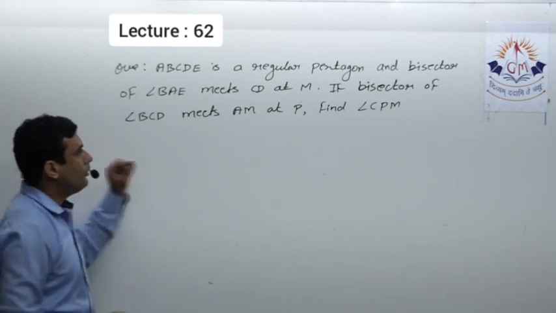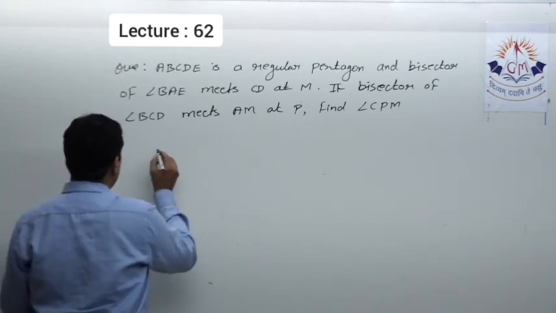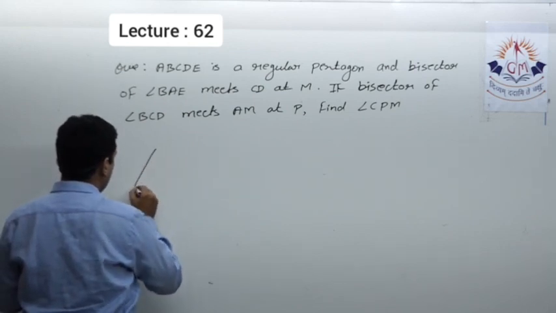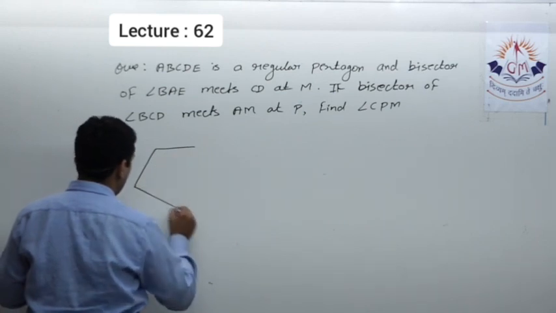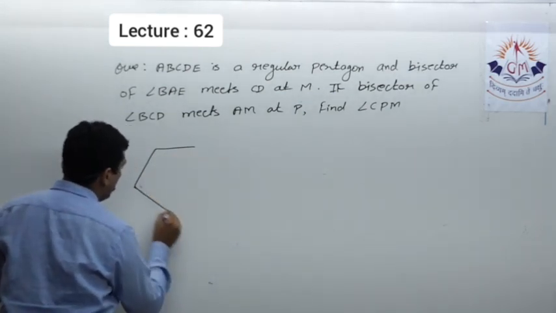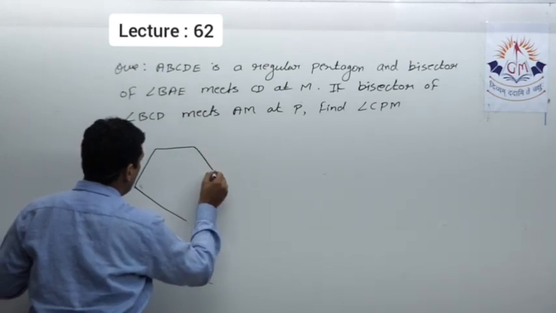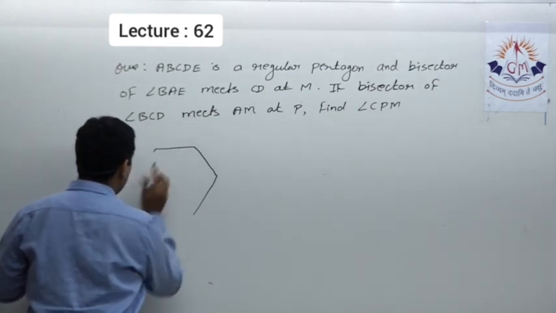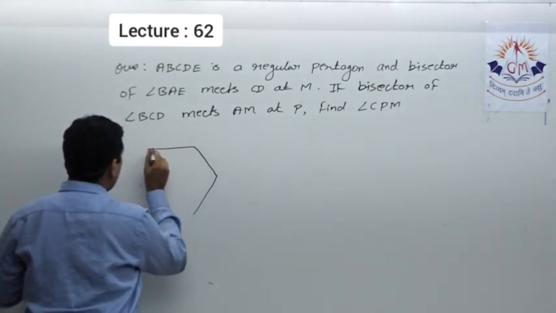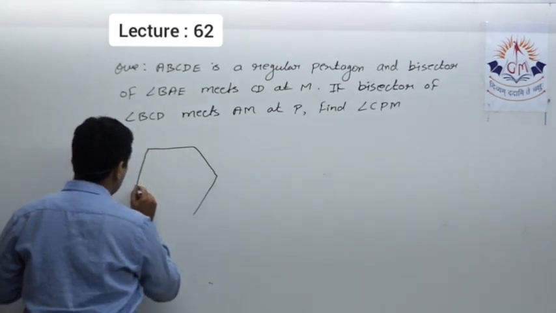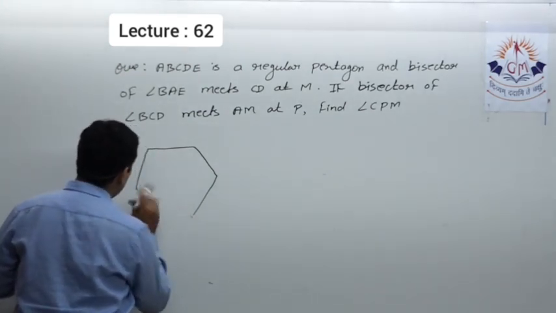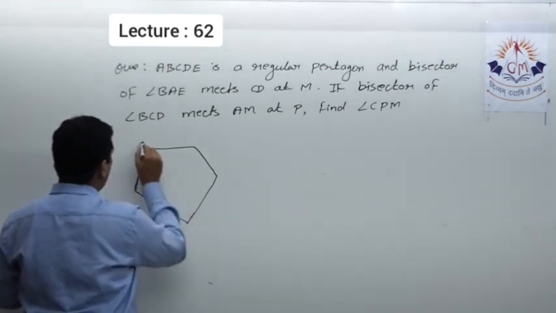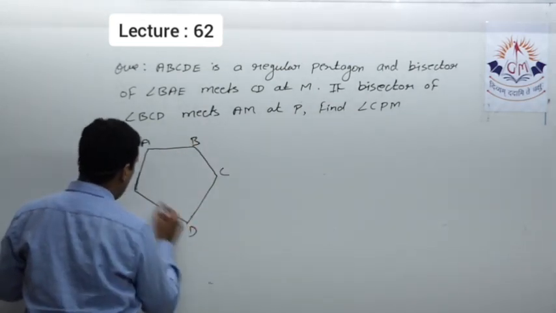So first of all we have to draw a regular pentagon ABCDE. A regular pentagon means a closed figure made up of 5 sides in which all sides are equal. So approximately, this is the regular pentagon. Name it ABCDE.